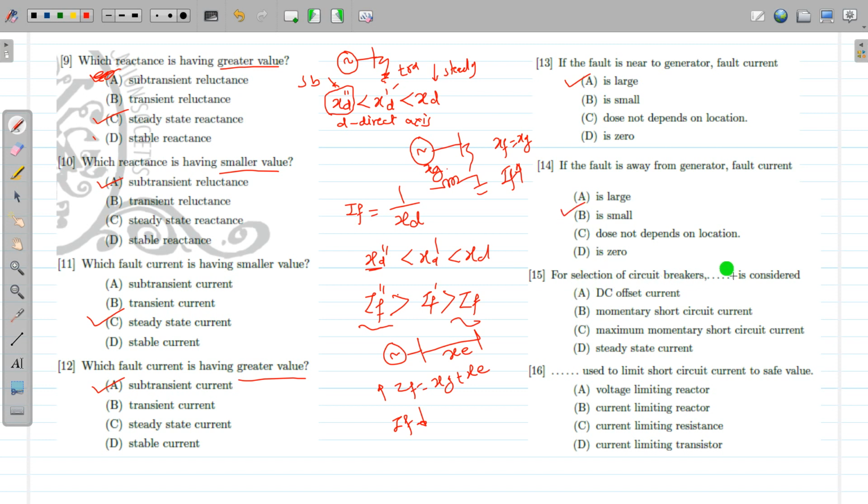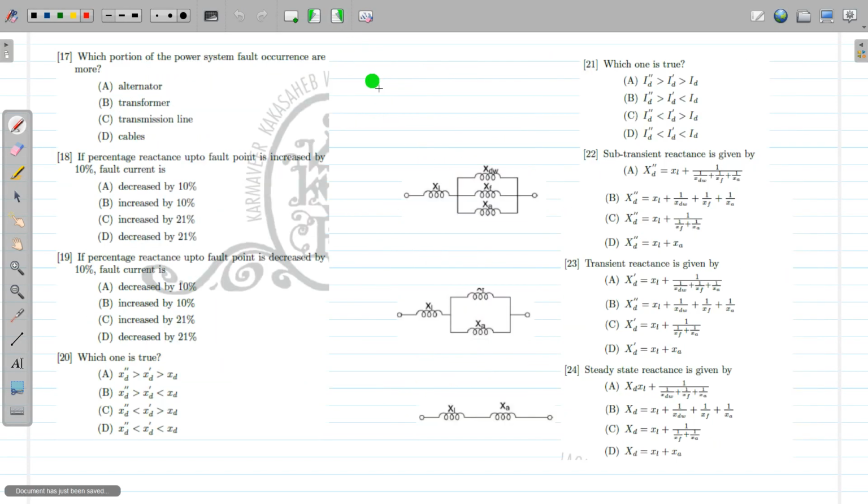For the selection of circuit breaker, the maximum momentary short circuit current is considered, which is given by 2 into root 2 of V upon Z. So by the impedance, this can be calculated. A current limiting reactor is used to limit the short circuit current to the safe value.